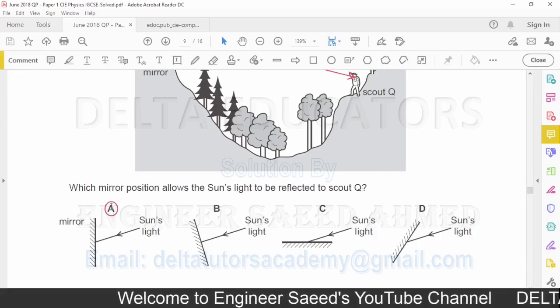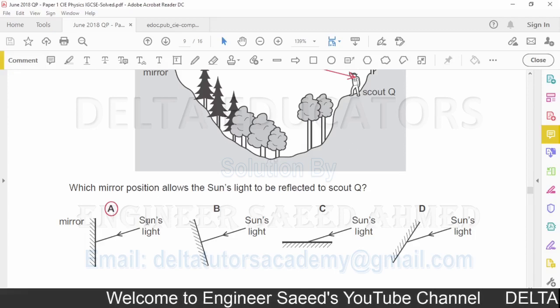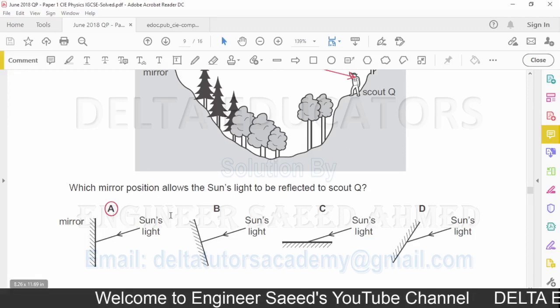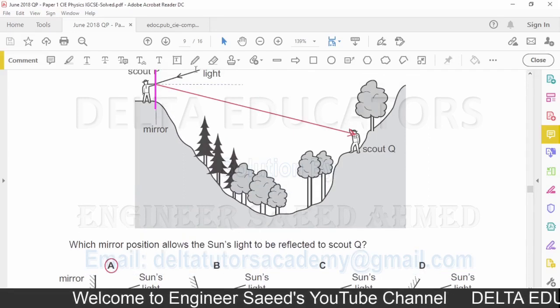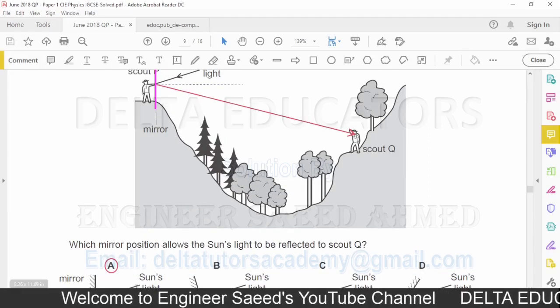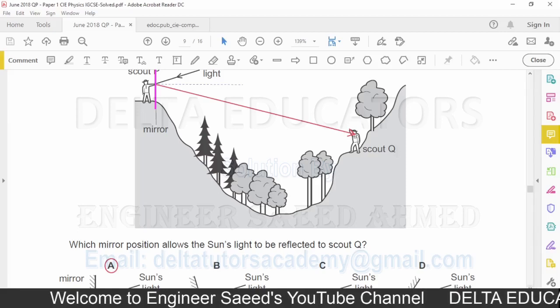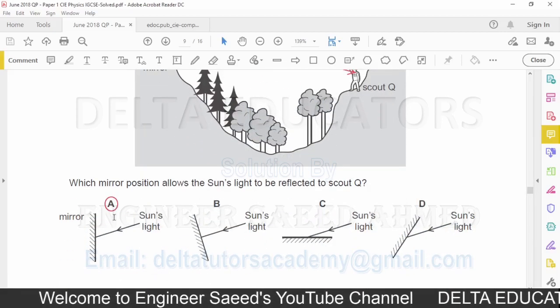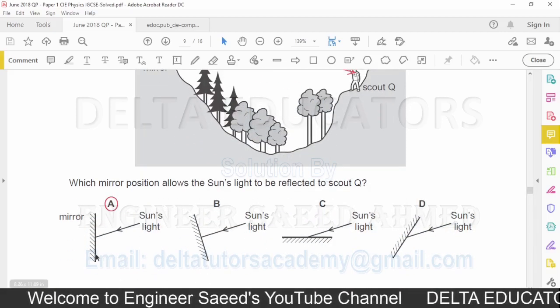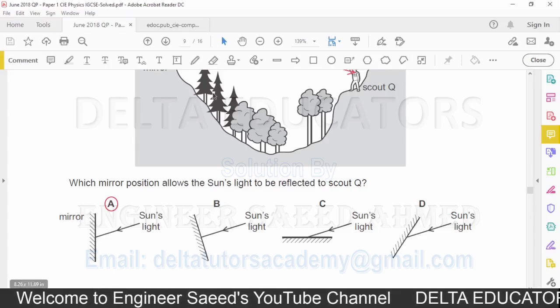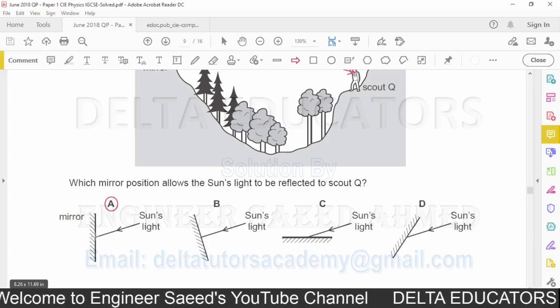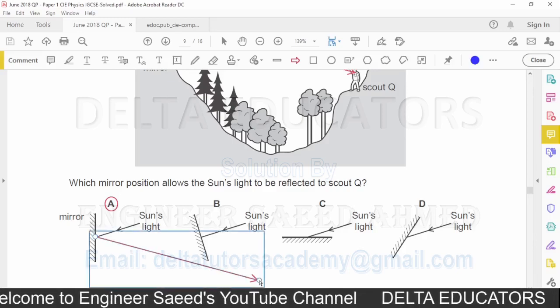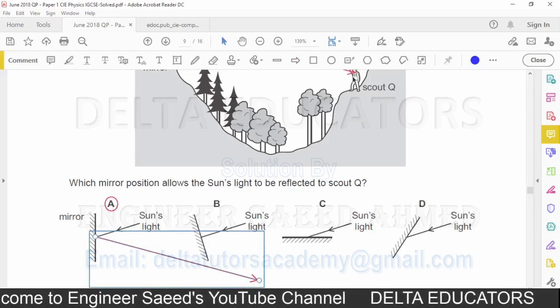Here definitely the correct option is option A. Light waves are traveling in this direction. It is in the same direction as shown in option A. So when we place a mirror in this position vertically, the light will be reflected like this, and it will reach Scout Q.